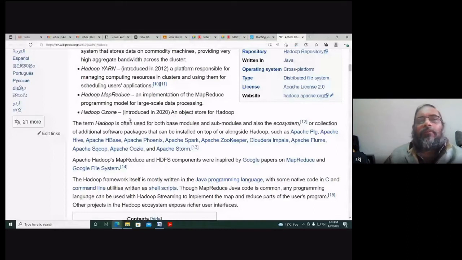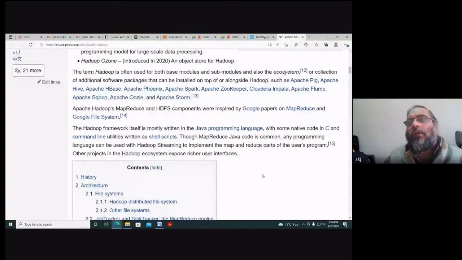The term Hadoop is often used for both base modules and submodules, and also the ecosystem, or collection of additional software packages that can be installed on top of or alongside Hadoop. Now here I tell you one word: ecosystem.